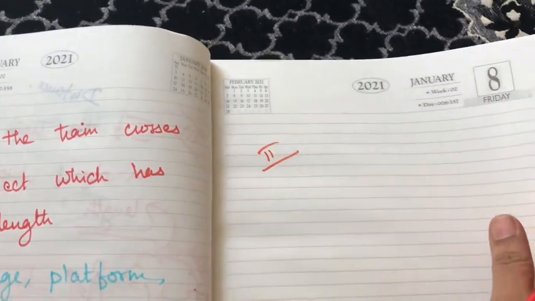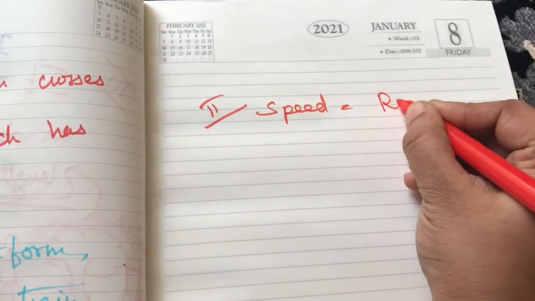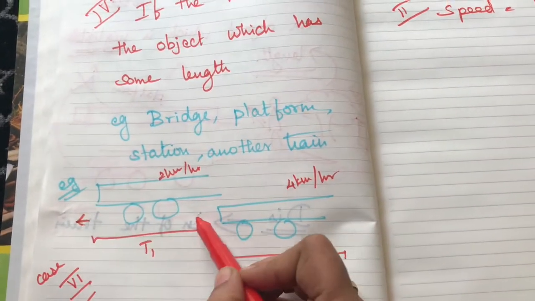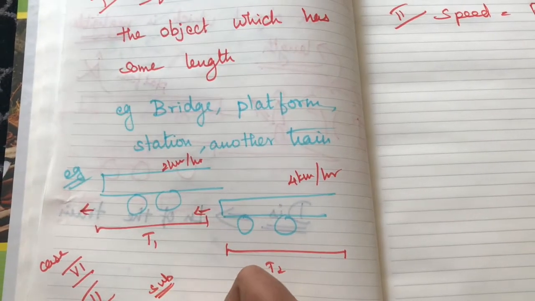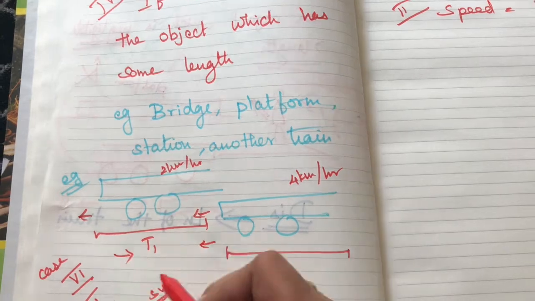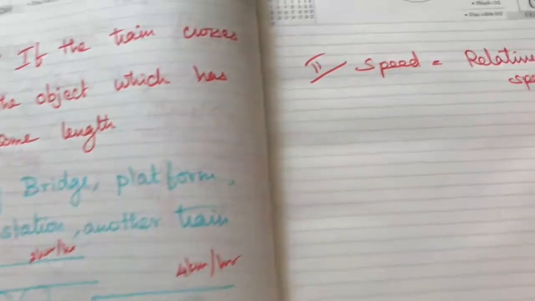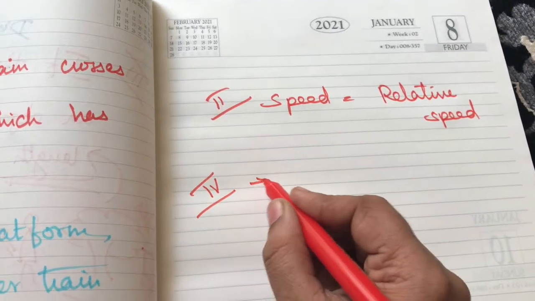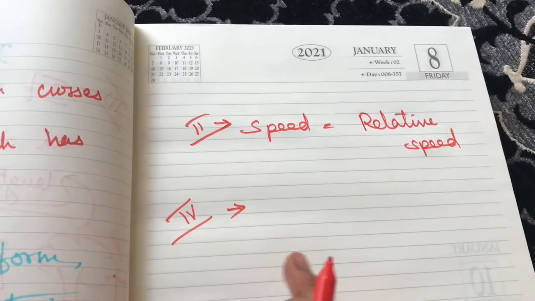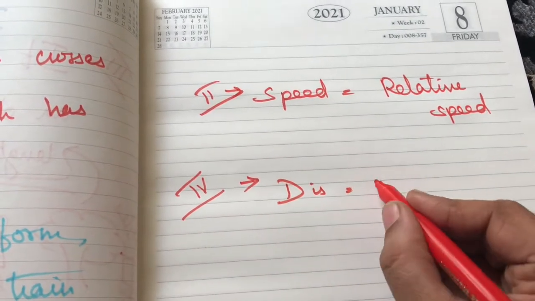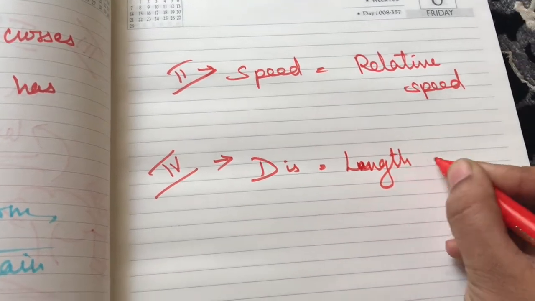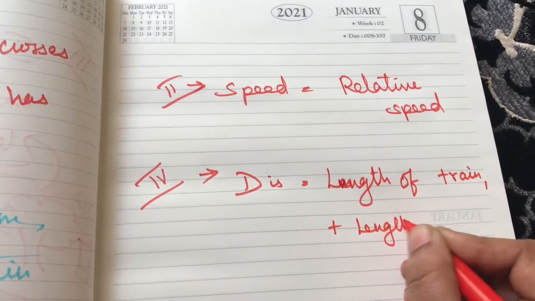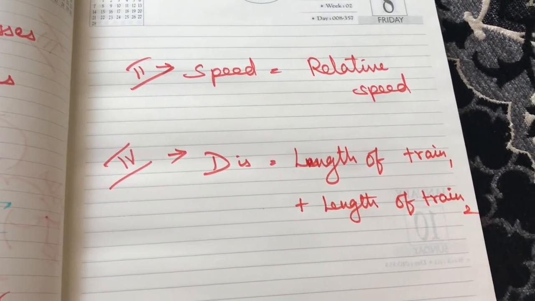Case 2 means what? For speed, we need to take the relative speed. Yes, if the two trains are moving in the same direction, we need to subtract. If they move in opposite directions, we need to add. That's it. So speed will be equal to relative speed. Okay, what will be the fourth condition? This fourth case is nothing but distance will be equal to length of train 1 plus length of train 2.